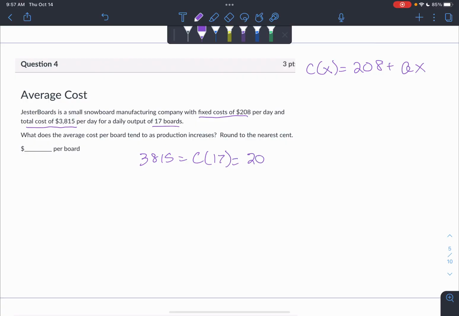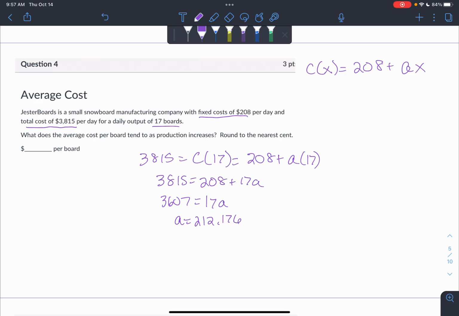And so if we plug in 17 for x, we can solve for a. So 3815 equals 208 plus 17a. And then you could simplify this a little and get 3815 minus 208. So this becomes 3607 is equal to 17a. Divide that by 17, and a comes out to be 212.176 maybe. So those are our variable costs. So we can plug that back into our cost function.